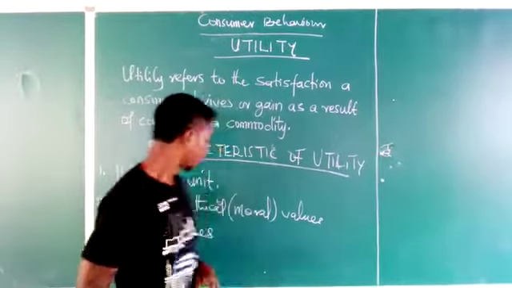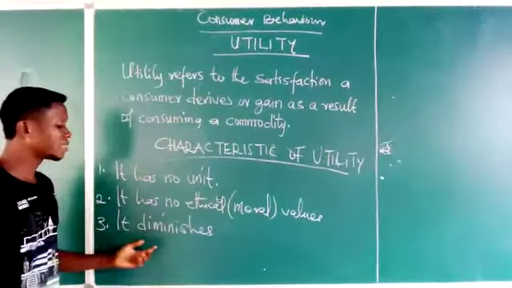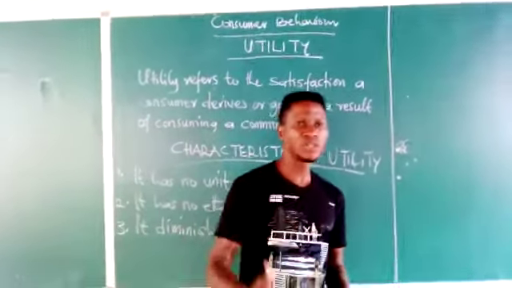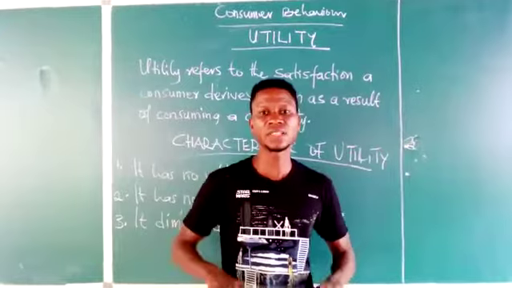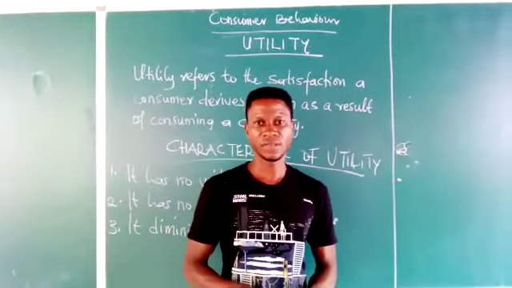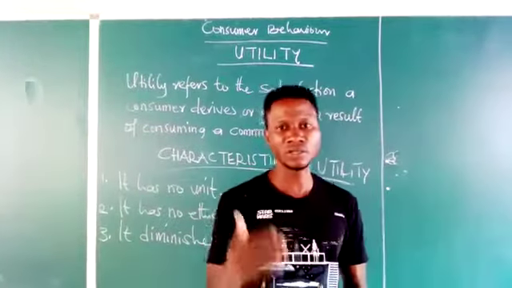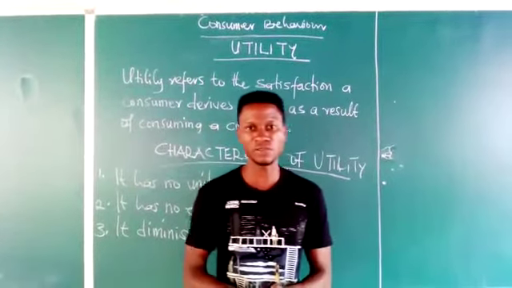Is that right? Then the third one, we said it diminishes. As the quantity consumed or the units consumed increases, the satisfaction level reduces. In other words, it is subject to the law of diminishing marginal utility, which we shall be considering very soon. Is that okay?